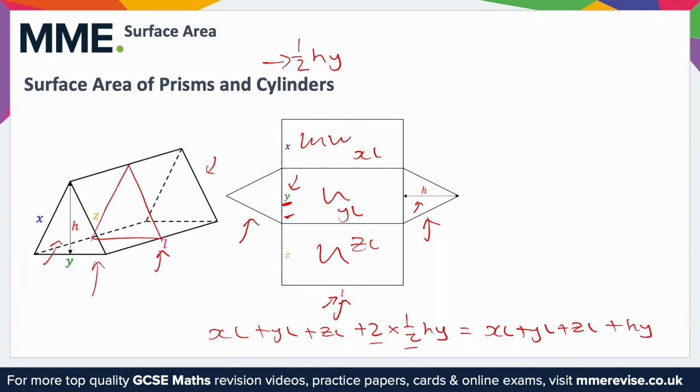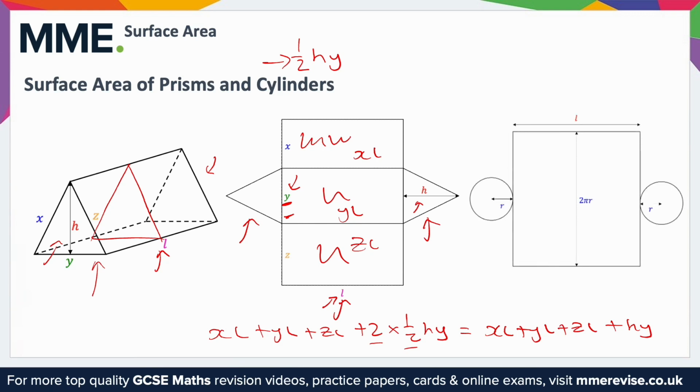Another form of prism is a cylinder. So to work out the surface area of a cylinder, we're going to need to find its net again. That looks something a little bit like this. You can see you have the circle from either end, because those are constant cross sections again. And then we have a rectangle that forms the tube. So you can imagine like a cardboard tube, like what wrapping paper comes on.